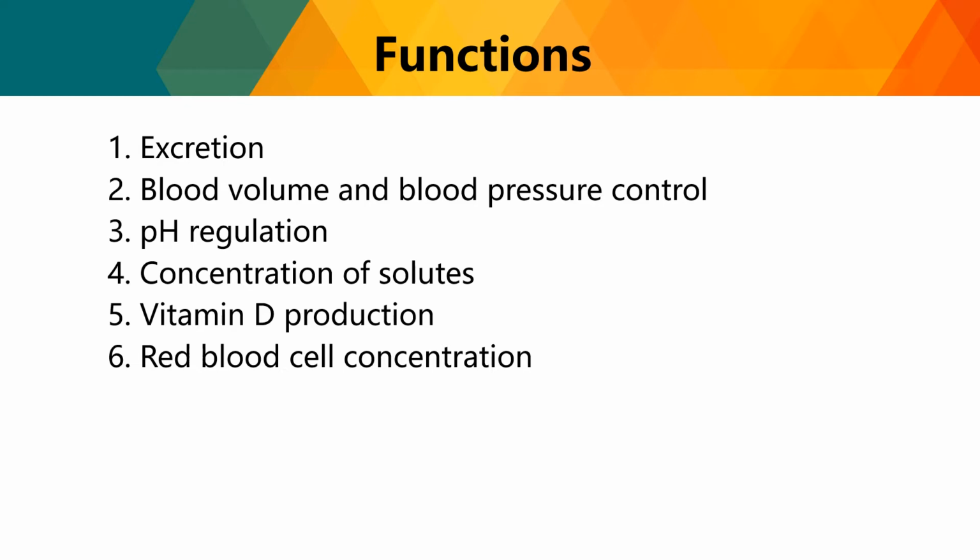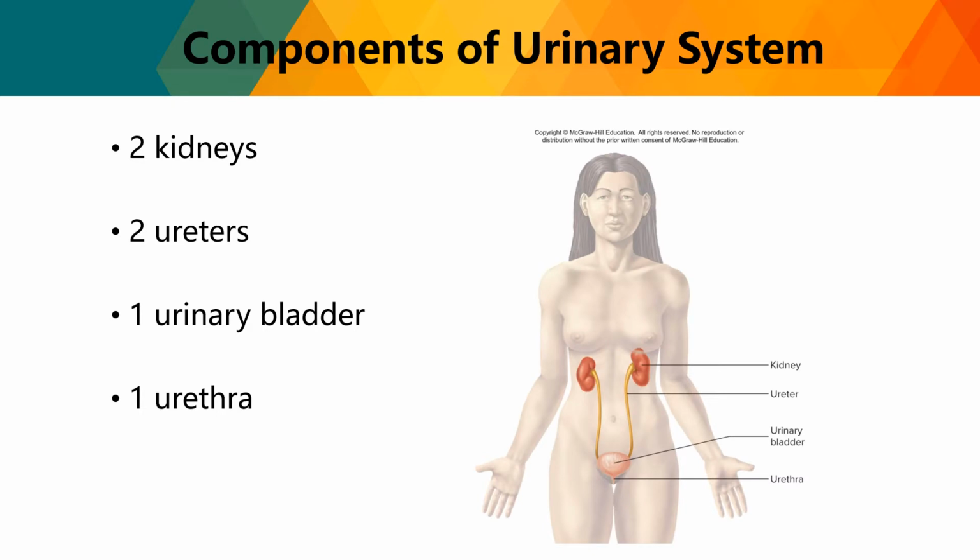It is also responsible for the pH regulation of the body. It is also responsible for the concentration of solutes. It is also needed for the vitamin D production and of course the red blood cell concentration. The major components of the urinary system include your kidneys, ureters, urinary bladder, and your urethra. All of these parts will be discussed as we go along this lecture.